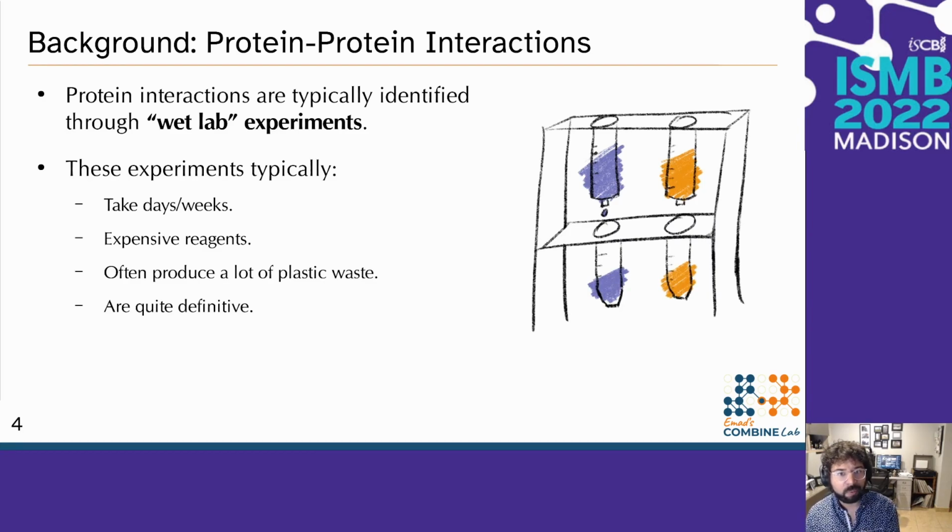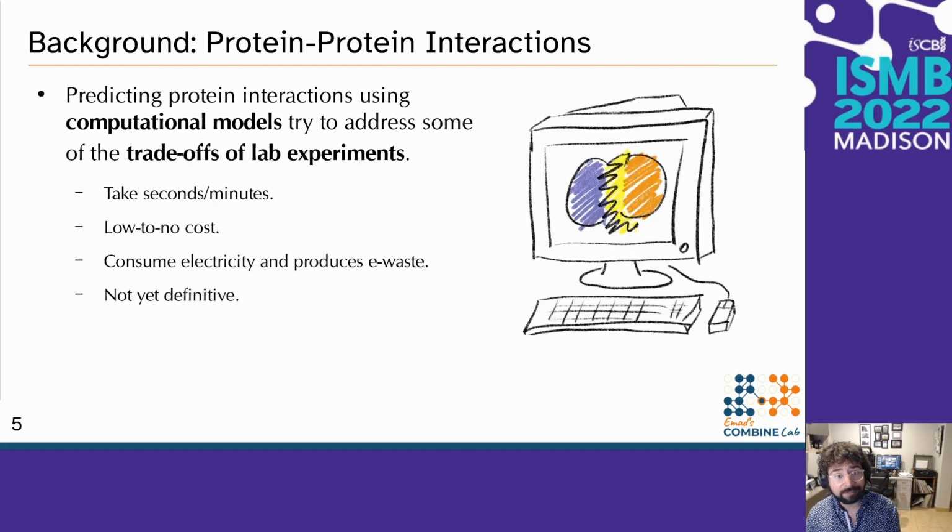Typically we use so-called wet lab experiments, such as co-immunoprecipitation or yeast-2 hybrid experiments. These experiments usually take days or weeks to complete, require expensive reagents, and produce a lot of plastic waste. These experiments, however, give us a lot of confidence regarding the ability of two proteins to interact.